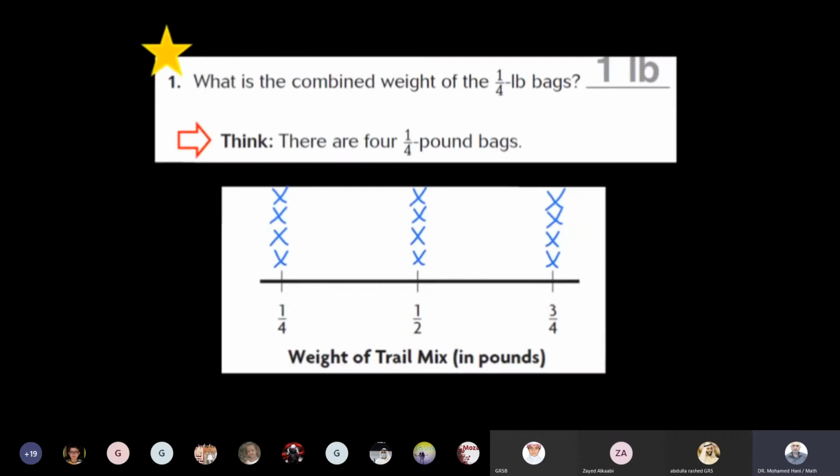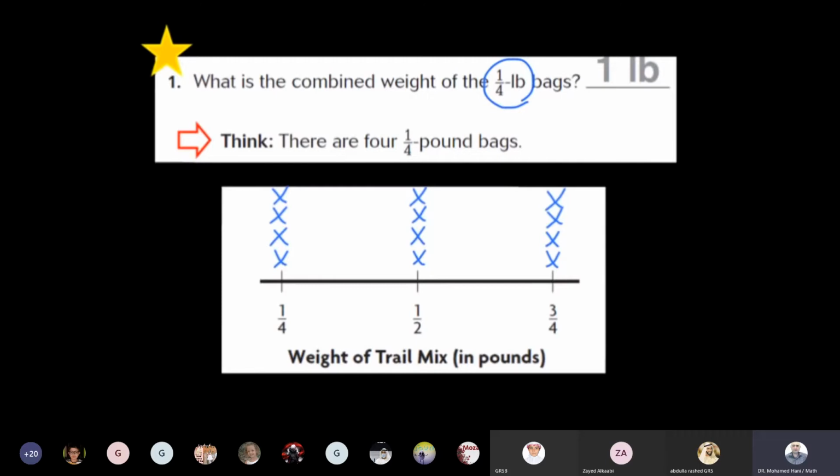Now let's take a look at question number 1 together. As you can see, question number 1 has already been completed for us, but it's a good model or example to show us how to use our line plot in order to complete a given question. For number 1, it says, what is the combined weight of the 1/4 pound bags? So I know that I'm focusing on the 1/4 pound bags. Now remember, in our line plot, we knew that there were 1, 2, 3, 4 of the 1/4 pound bags.